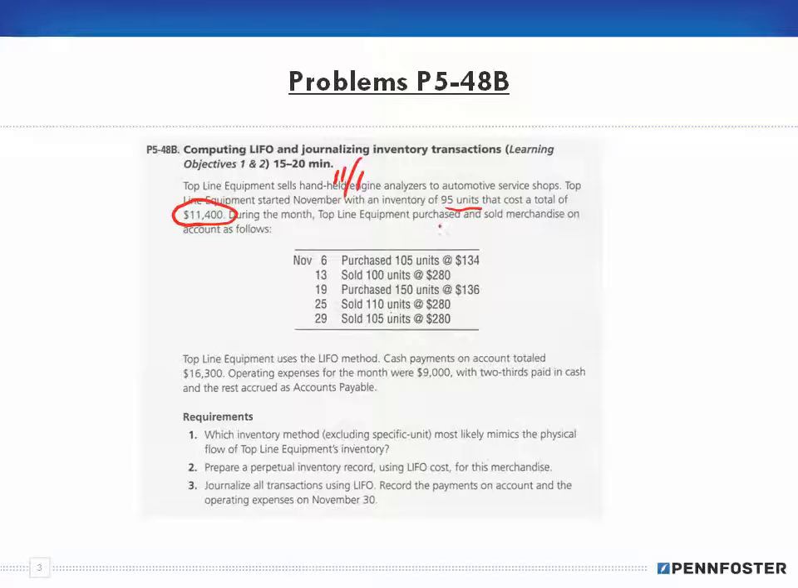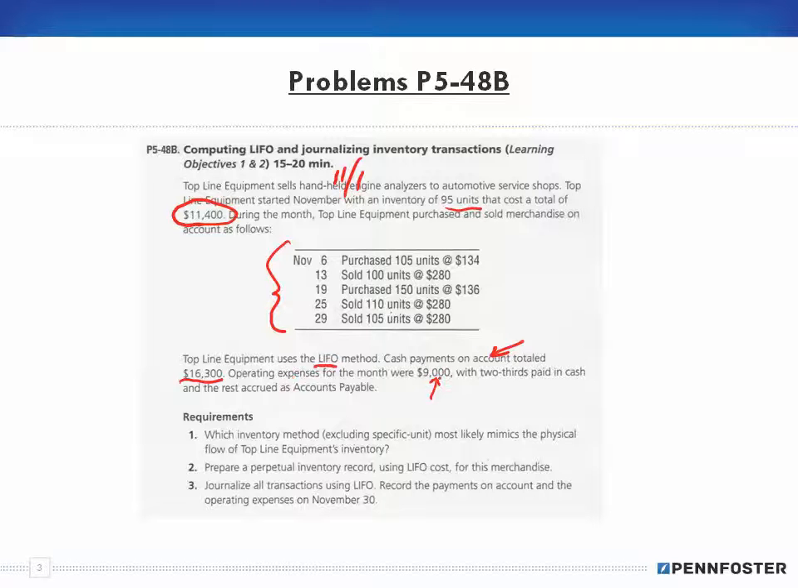During the month, Top Line purchased and sold merchandise as follows, just like this. So Top Line Equipment uses LIFO, all right, last in, first out. Cash payments on account totaled 16,300, so that's cash payments on account. Operating expenses for the month were 9,000, and two-thirds paid in cash and the rest accrued as an accounts payable.